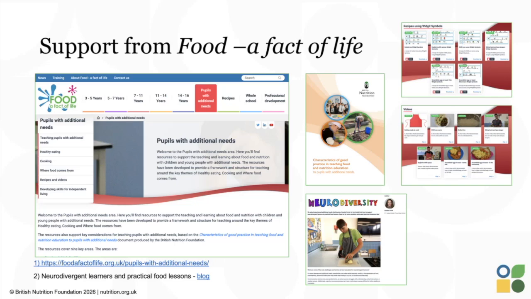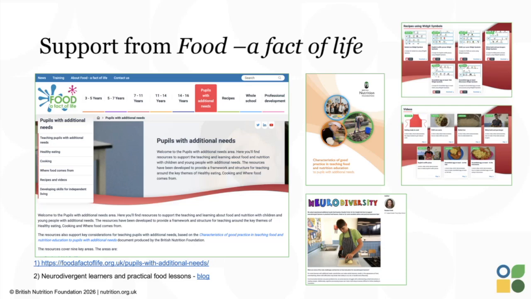I love the videos because they feature pupils from different special needs schools, for example. So you've got that sort of peer-to-peer work going through. There's even some widget symbol recipes as well, which I think are absolutely fantastic. There's also a great characteristics of good practice document as well, which you haven't seen yet. I would really recommend downloading and having a look. There's some really good top tips and some great case studies of work being done by teachers throughout the UK and looking at additional needs.